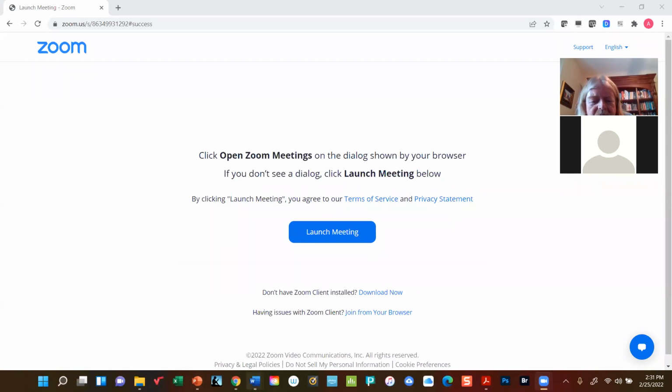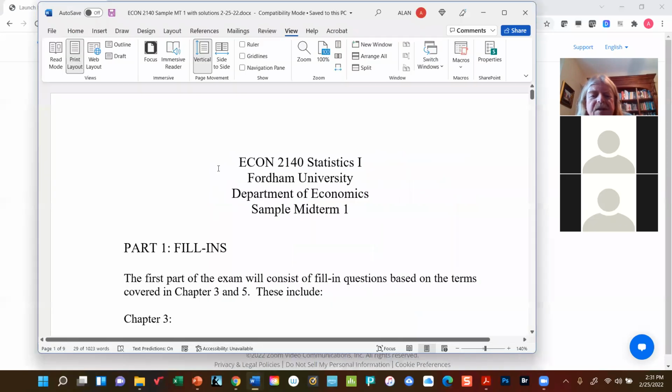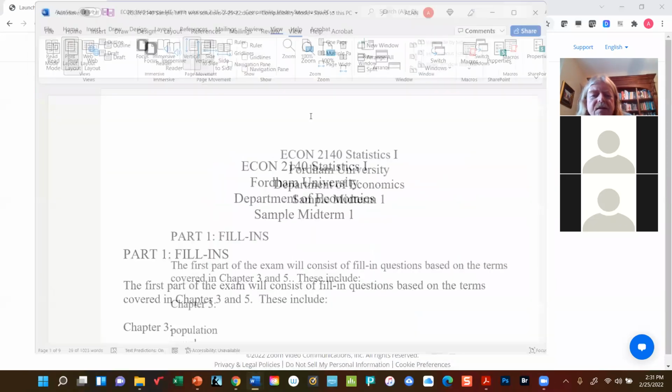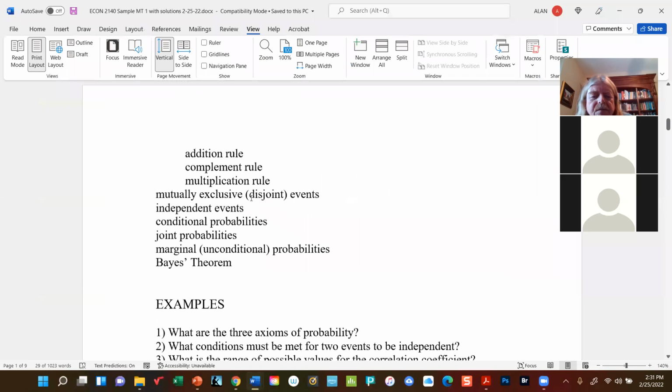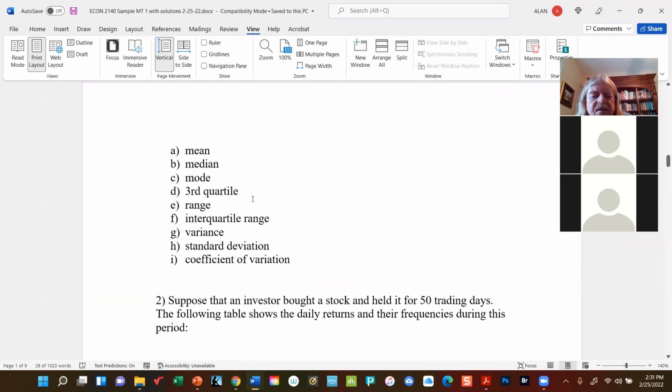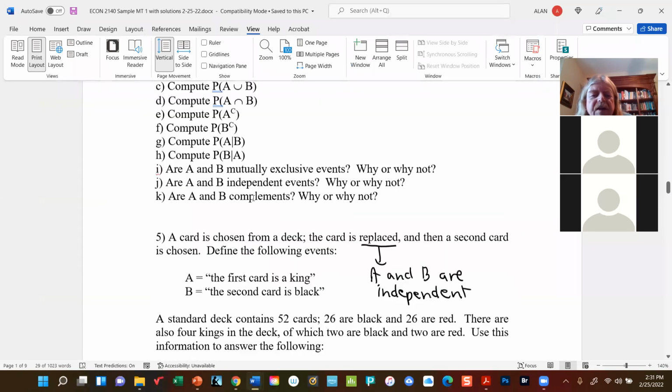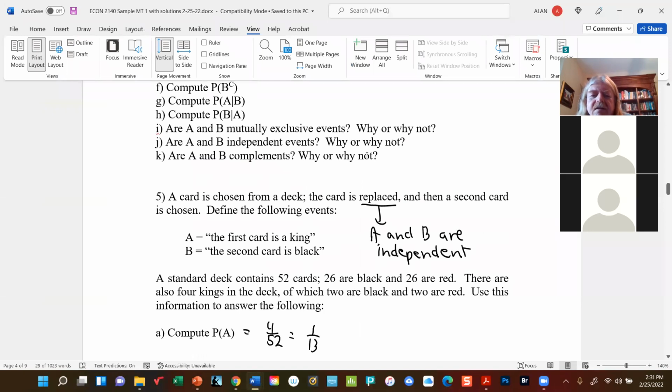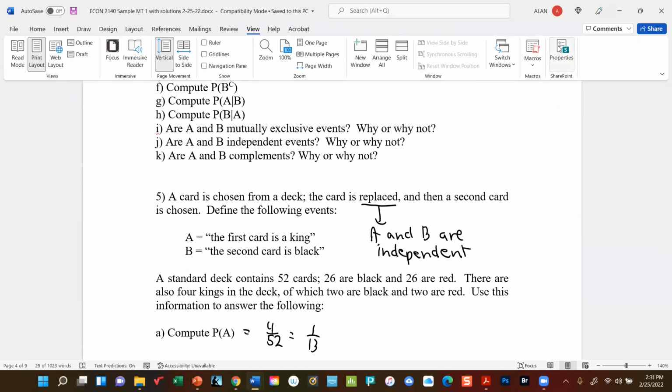So let me get these out. Here's the sample midterm. Now, we already did part of this. We did the fill-ins. And we did some of the problems, but we saved several probability questions for last. So let's go over them right now. And when we're done, I'll post all the answers.